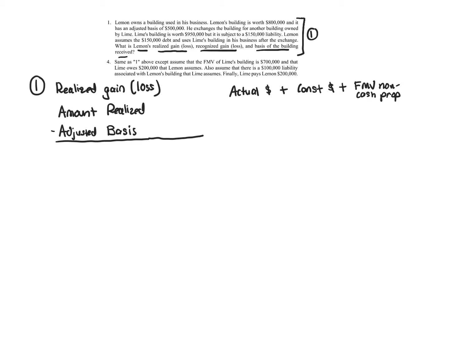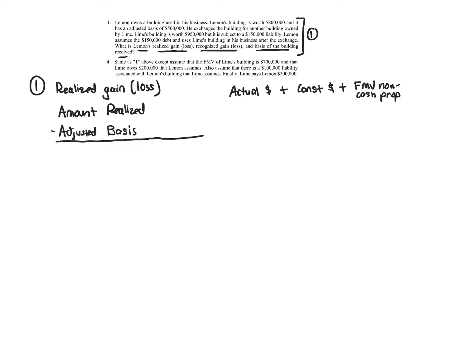So we're going to go through each of these respective items, first starting with the realized gain or loss. Realized gain or loss is amount realized minus adjusted basis. So let's start with amount realized. That's what Lemon's getting. Amount realized is actual cash received plus constructive cash or liability relief plus the fair market value of non-cash property minus selling expenses. I don't have selling expenses on here because, again, in this problem set for like-kind and involuntary conversions, I did not put selling expenses. So we can ignore that, but obviously important for practice.